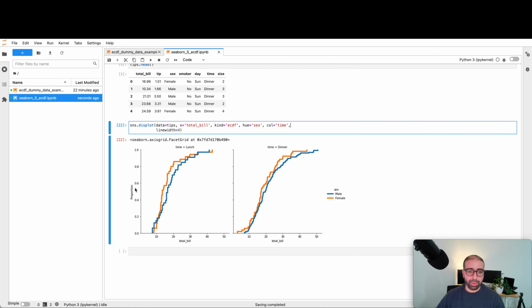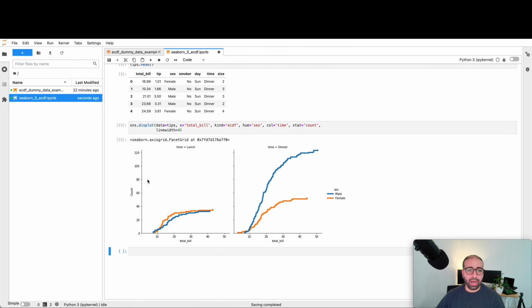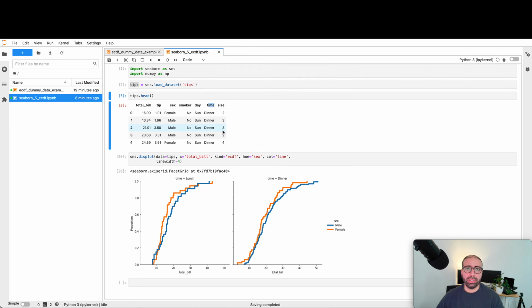You can have the proportion on the y-axis, so the proportion of the total. Say if there are 10 people out of 100, you will assign 0.1 because 10 over 100 is 0.1. So the ECDF will go up by 0.1. However, you can change the stat to count. It means that it's not going to make it on proportions, but it's going to make it on the count of people.